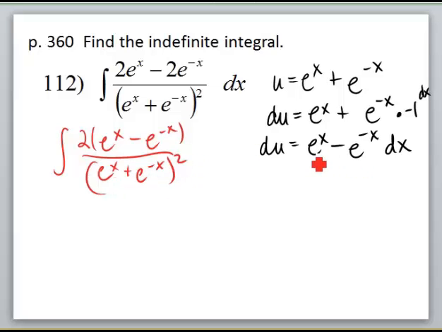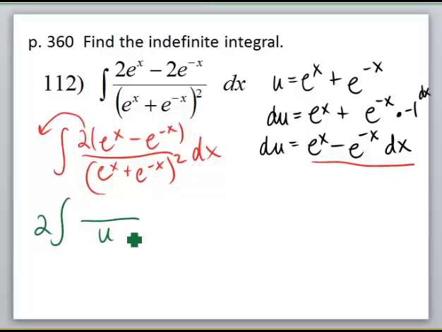Now you should see that that's exactly what I have here. So really all I need to do is bring that 2 out in front when I go to rewrite this. So I'll bring the 2 out in front. I have on the bottom what is u squared, so I've taken care of that part. And now I need this e to the x minus e to the negative x dx, and I have that right here. So I'll just go ahead and put du. I'm going to put a 1 on top.